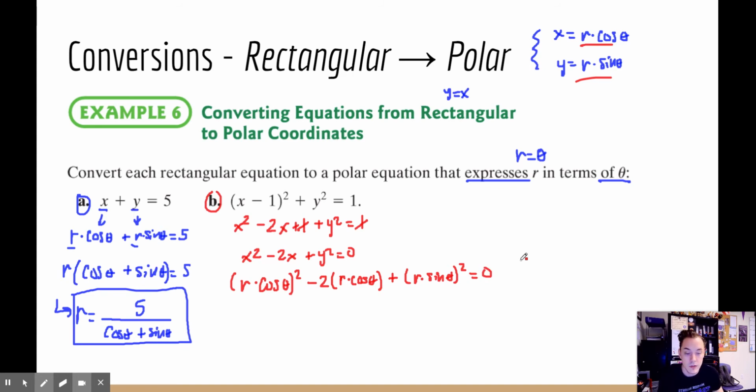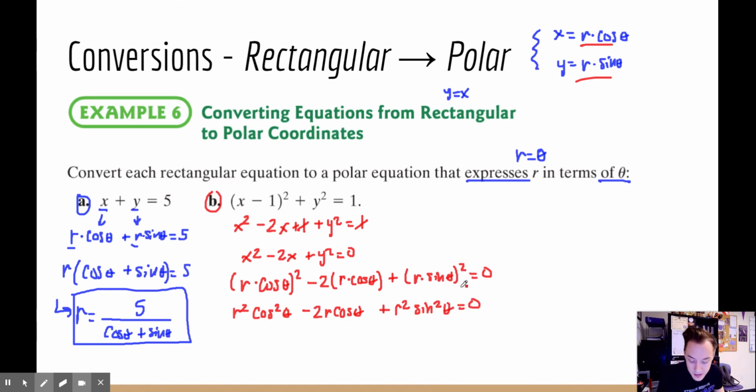Okay? Good so far? So when I square this, this actually becomes r squared, and then this becomes cosine squared theta. This just becomes negative 2 r cosine theta. That's just chilling. And this also becomes r squared, and then sine squared theta.